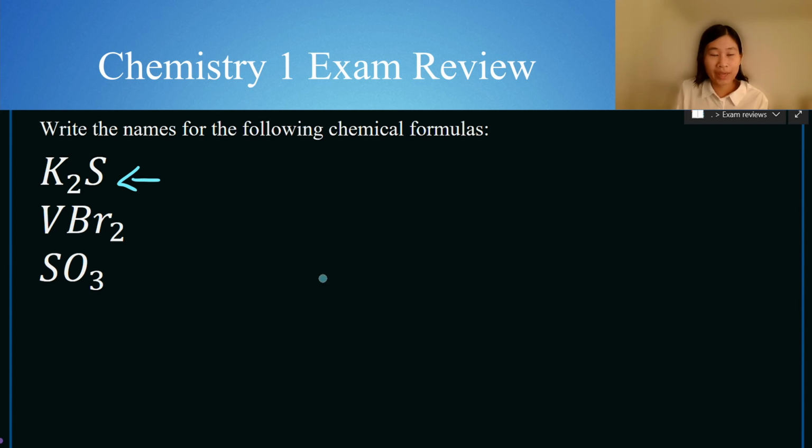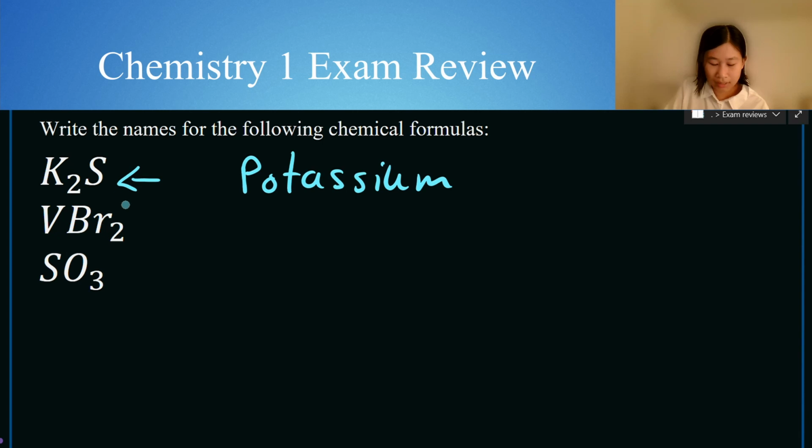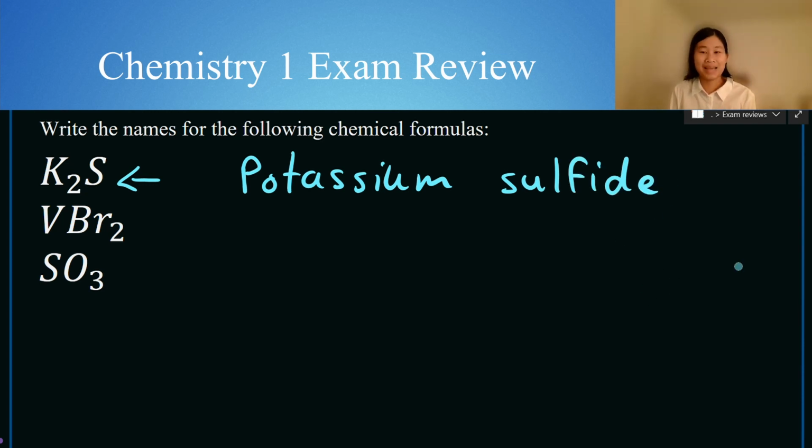What is the name of K2S? K is for potassium, and S is for sulfur, and following our naming rules, we have sulfide, because we have to add that IDE ending for the second element. So K2S is potassium sulfide. We can also know that because it is an ionic compound, and potassium is a main group metal. Therefore, no Roman numeral and no prefixes are needed.